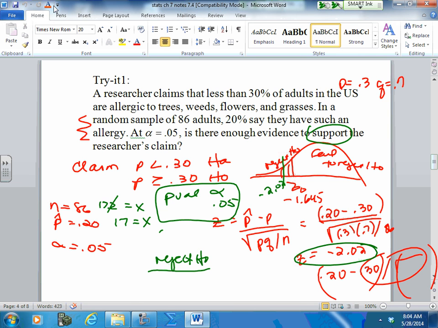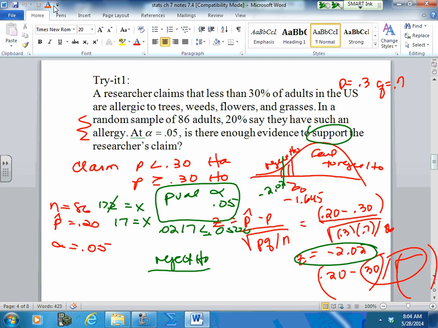2.02, so that's 0.0217 against your level of significance. So you are less than or equal to, so you reject H0. What is 17 now? 17, if you put it in your calculator. Oh, that's the X.